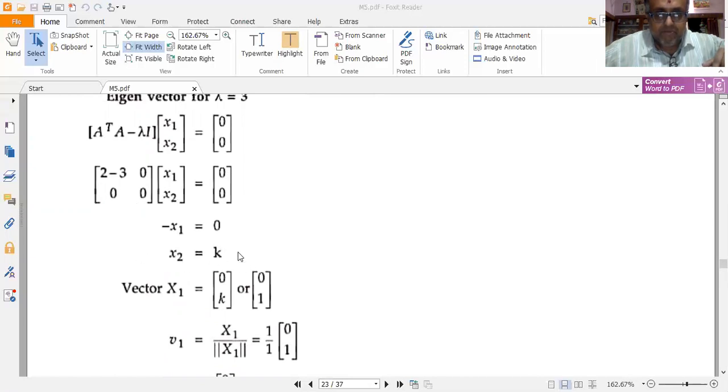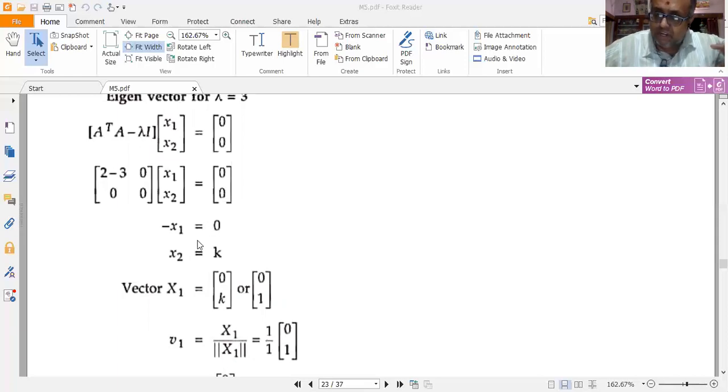For the time being, let me assume x2 is equal to k. So that's why x1 is equal to 0. Let me assume x2 is equal to k, because if I assume it to be 0, then it will give me some divide by 0 problem that should be avoided.